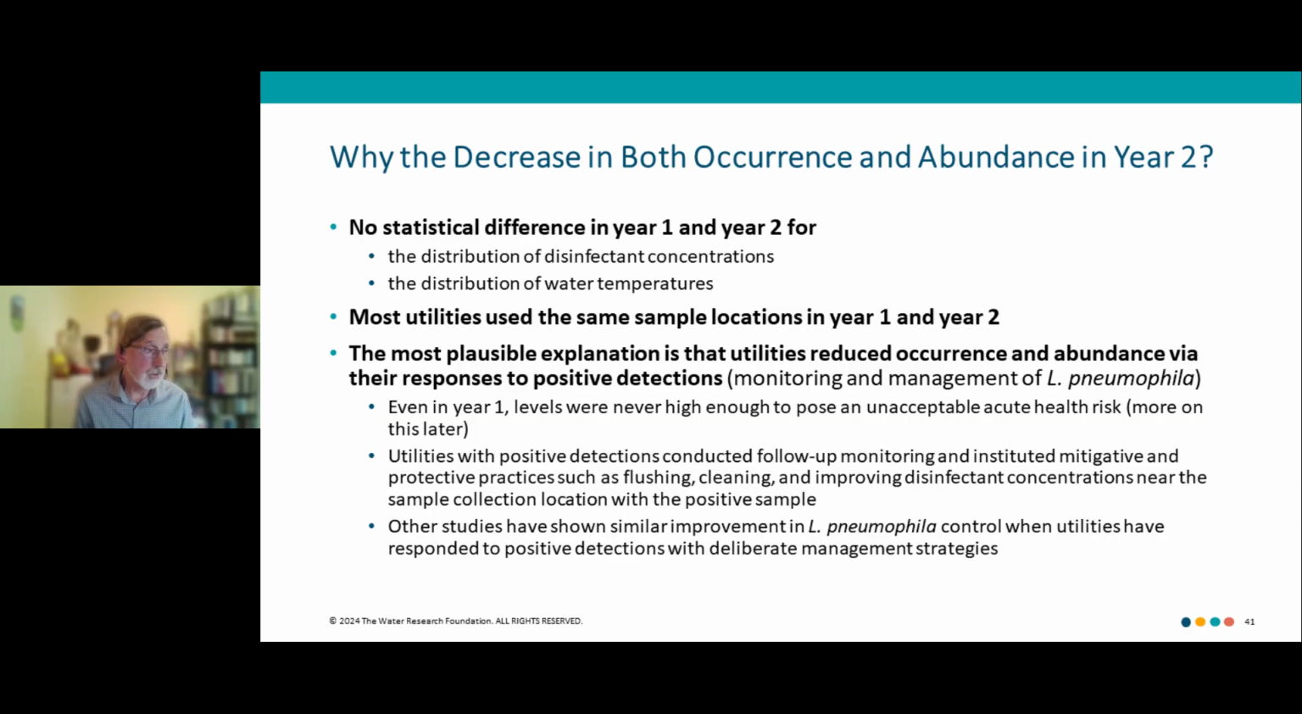So our conclusion, this is a hypothesis, we don't have data to prove it, is that the explanation for reduced occurrence and abundance in year 2 compared with year 1 is that the utilities responded and did something positive. They did something to better manage Legionella in their system. And they did that because they monitored and they knew that Legionella were there, and that there was an opportunity to improve water quality.